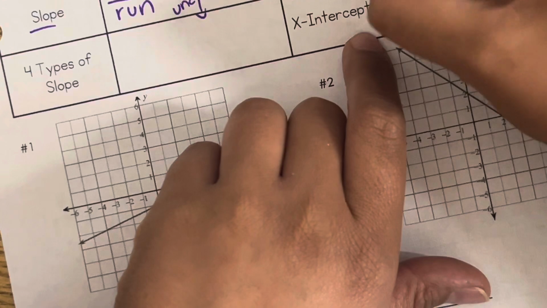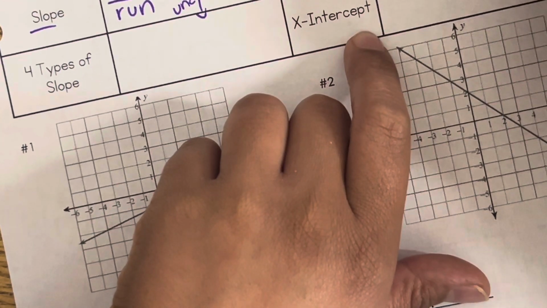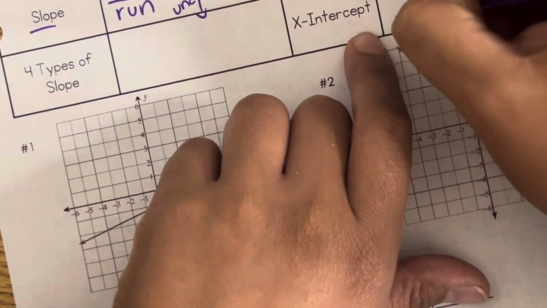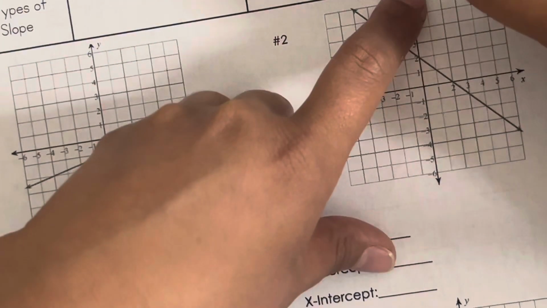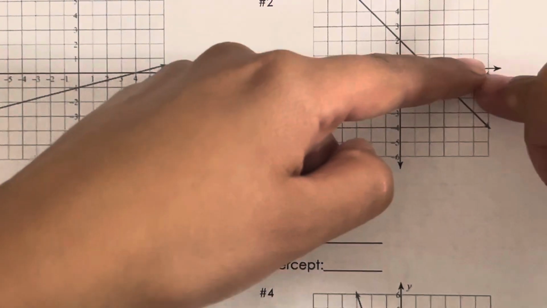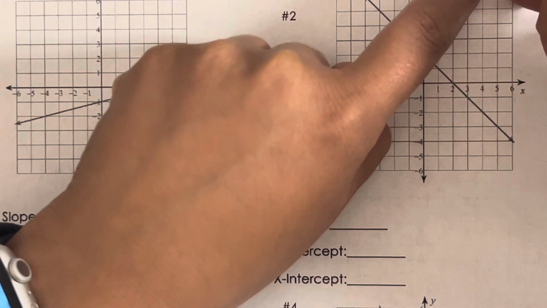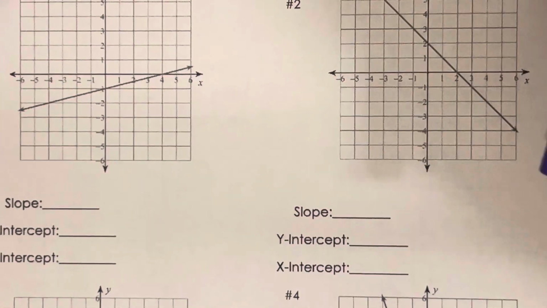Whereas the x-intercept is where the line crosses the x-axis. And just remember, this is that horizontal line. And then it's always going to be a number, 0, because anything on the x-axis has a coordinate of 0 for the y value. So if that made no sense whatsoever, let's practice.